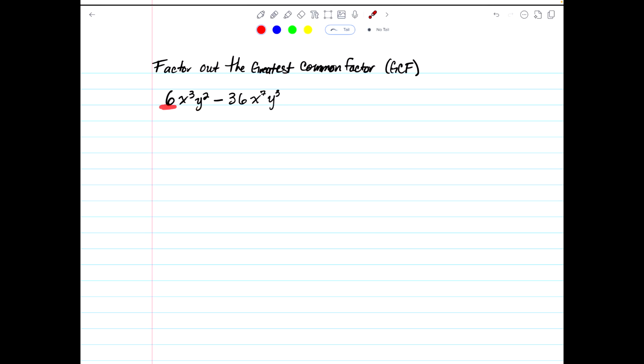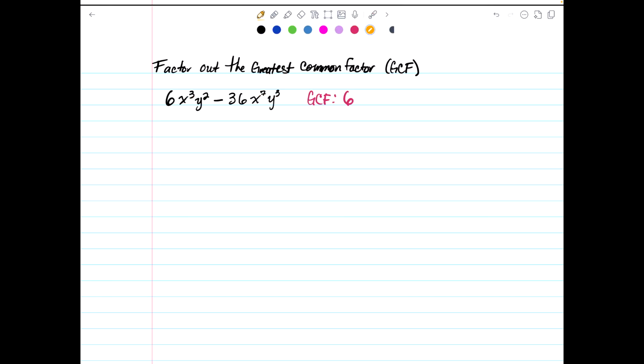When I look at the coefficients, I can think about the greatest common factor between 6 and 36, which is 6. We can start with 6. Now, when I look at the variables, I'm always going to be looking for the least value as far as my exponent goes.